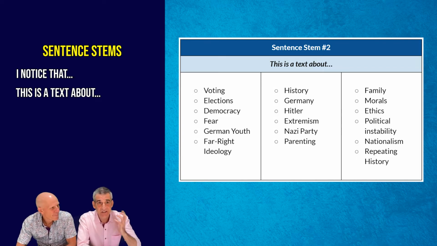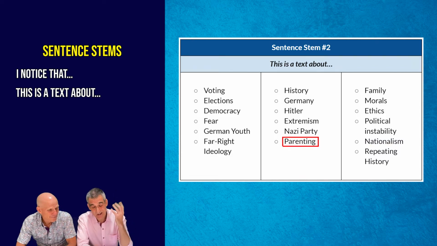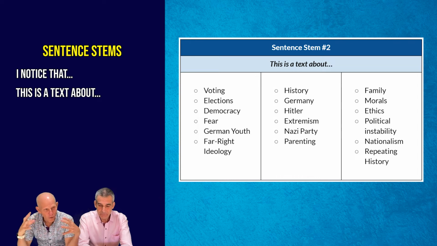Love it. Mr. Giles, this is a text about voting. Ooh, interesting. This is a text about German youth. This is a text about history. Ooh, this is a text about the Nazi past. Mr. Giles, this is a text about family. Ooh, this is a text about nationalism. It's a text about parenting. Mr. Giles, this is a text about many things. Why is this so important again? It's helping us brainstorm the big ideas that Patrick Chapatte is making us think about.